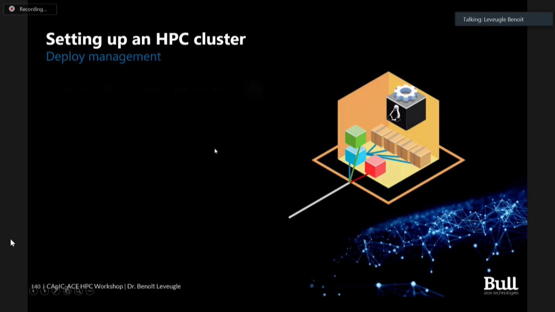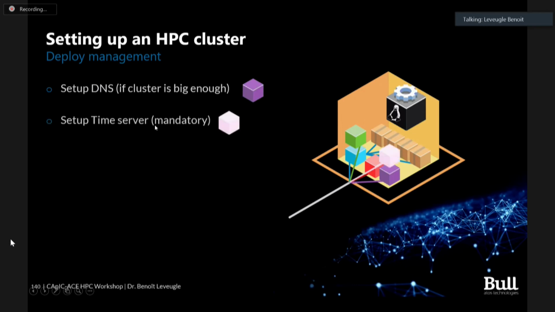Once you have deployed everything, you need to add more elements. You need to set up the DNS server. The DNS is not mandatory. It's just that if your cluster is big enough, you will probably need a DNS. If you don't need a DNS, you can use an external DNS, the one from Google, the one from Cloudflare, whatever. But it's interesting to have a DNS inside your cluster that will just forward unknown requests to Google or whatever. You have to set up a time server.